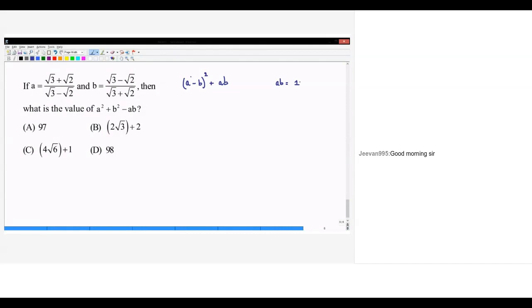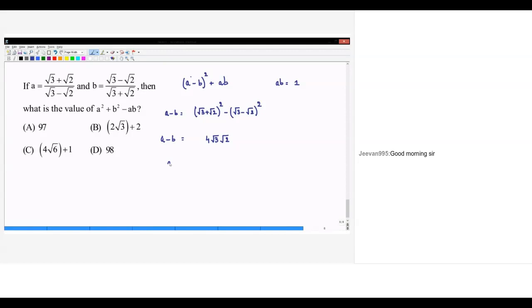And what is A minus B whole square? What is A minus B first? Root 3 plus root 2 whole square minus root 3 minus root 2 whole square, by root 3 minus root 2 into root 3 plus root 2 is only 1. Therefore, this is A minus B. A plus B whole square minus A minus B whole square is 4AB. 4 into root 3 into root 2. This is A minus B.